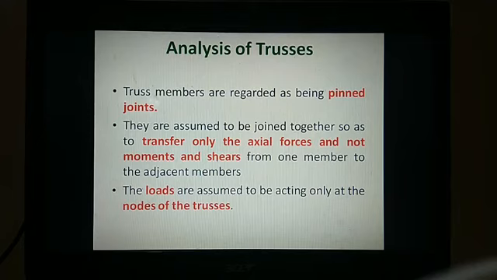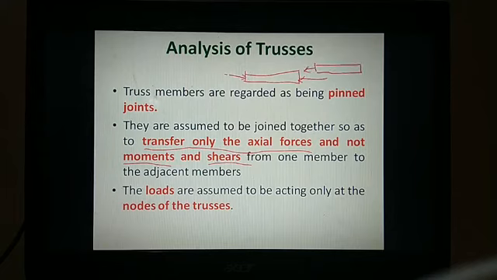They are assumed to be jointed together so as to transfer what? As we discussed, it's an axial force and not any moments or shear forces. There will be only the axial force. Why? Because in every member there will be only an axial force, like a compression force, or it might be a tensile force. So in the roof trusses, no member will be subjected to a lateral force.